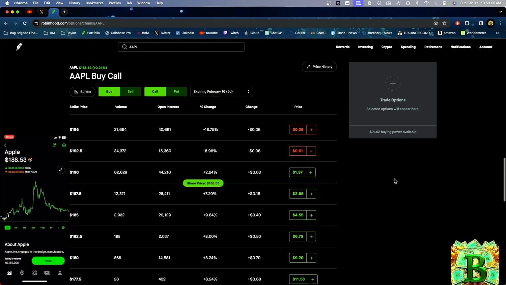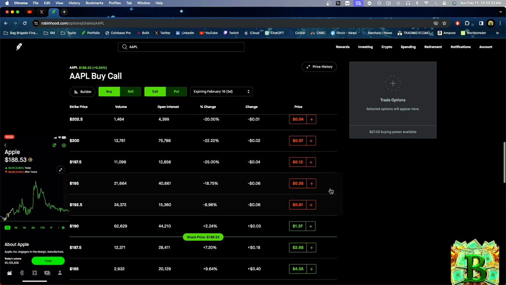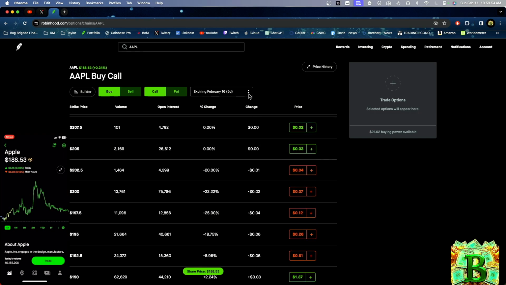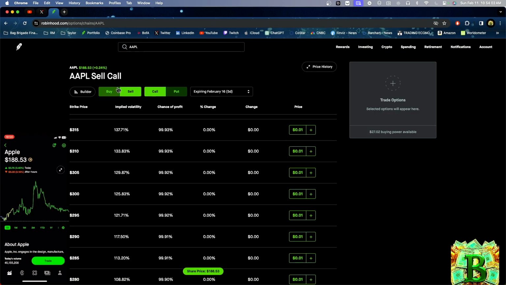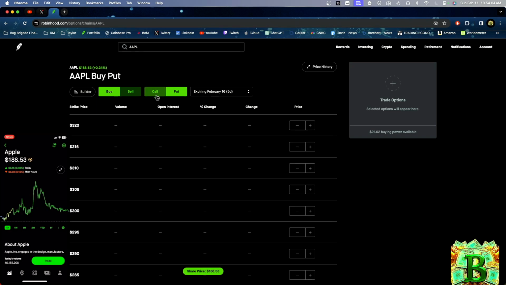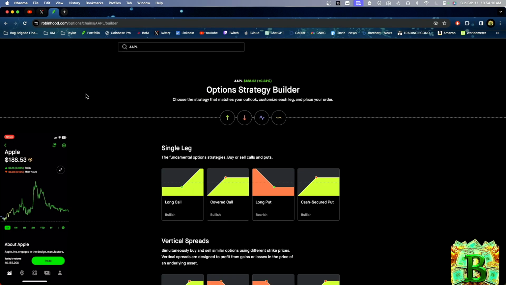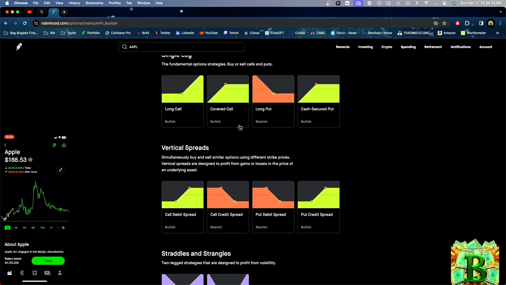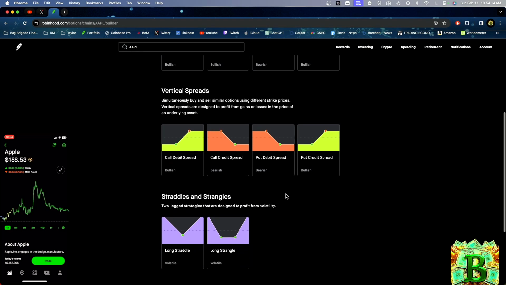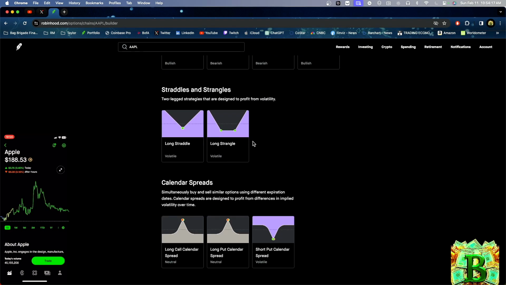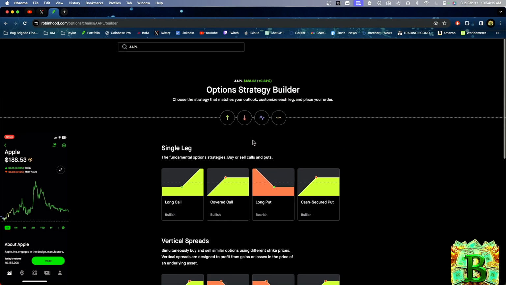Okay, so this is what the desktop option chain looks like for Apple's contracts that expire this coming Friday, the 16th of February, 2024. You have your buy button, your sell button, your call button, and your put button. We're going to focus on calls though. They even started doing this new thing where you can go to this builder and it'll explain how these different types of options strategies work or are designed.